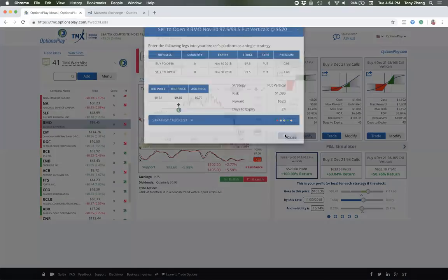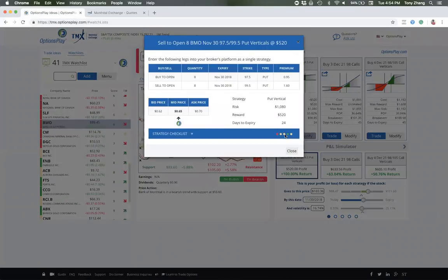And once you're ready to place that credit spread, you can click on that trade button, which will open up a portal that will show you exactly how to enter this trade into your broker's platform. So it'll tell you how to break down each leg so that you enter them properly.